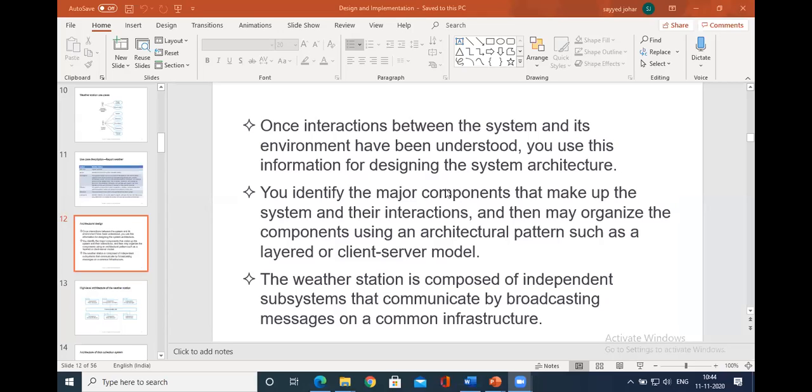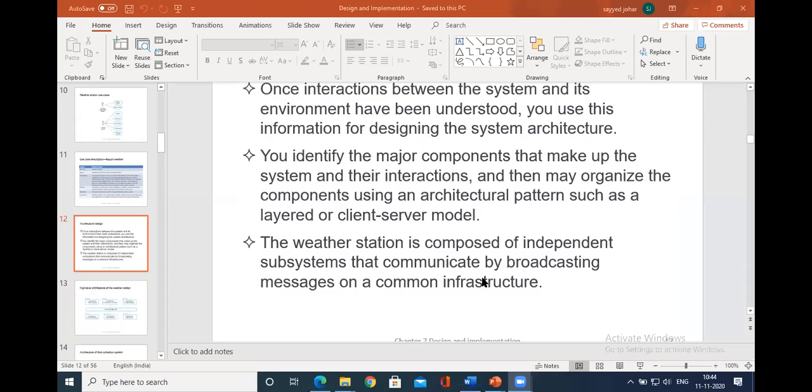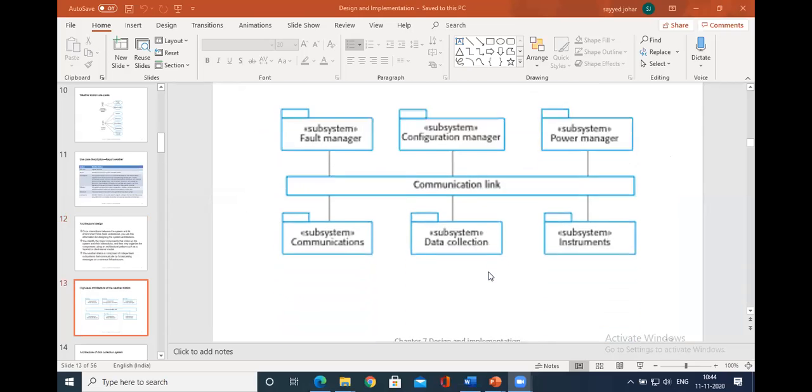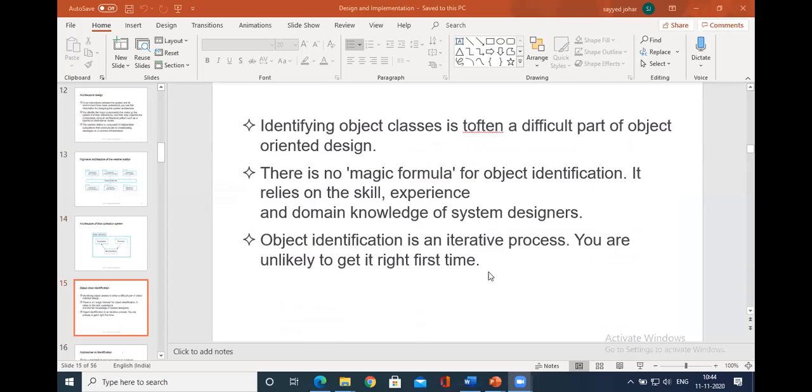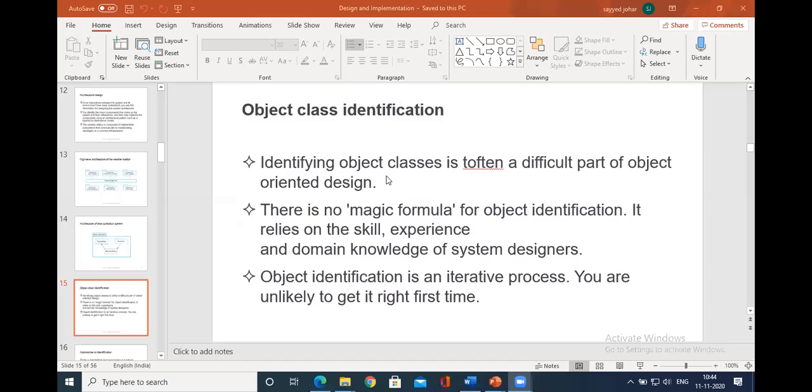What is object class identification? Object class identification is nothing but identifying the objects with respect to their attributes and behavior. So what is an object class? Identifying the object classes. Okay.